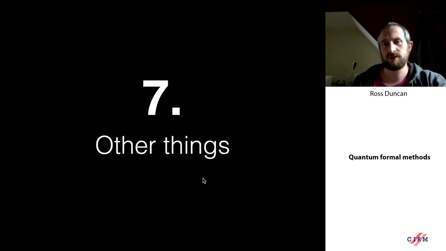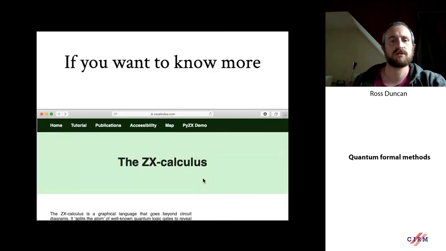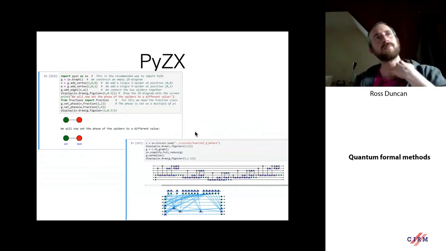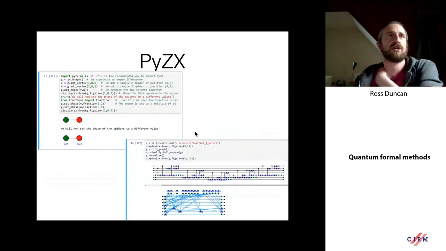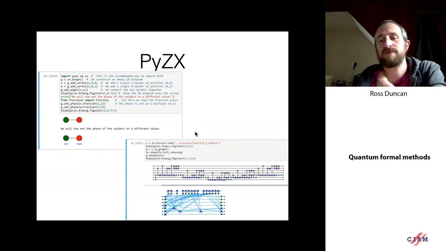Okay, so I think I'm going to basically wrap up now, unless people are desperate to hear more. I will say just a few more things. First of all, there is a rather wonderful website called zxcalculus.com, and you can find an easy to follow tutorial giving all the basics of the calculus. You can find an up-to-date list of publications involving the ZX calculus, a list of people and what they work on, and a demo of PyZX. So if anyone doesn't know what that is, PyZX is a Python library which you can download. It's free, and it allows you to make ZX calculus graphs, and it knows lots of clever tactics for simplifying them.